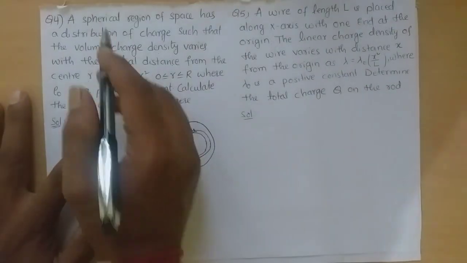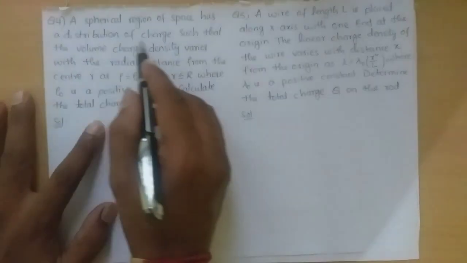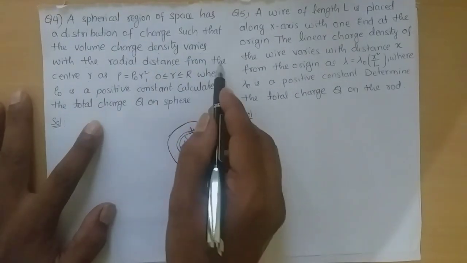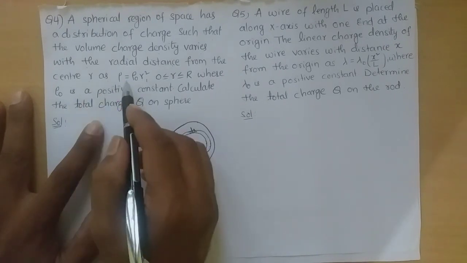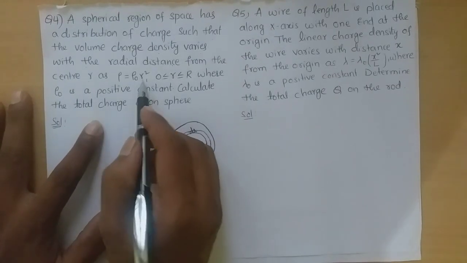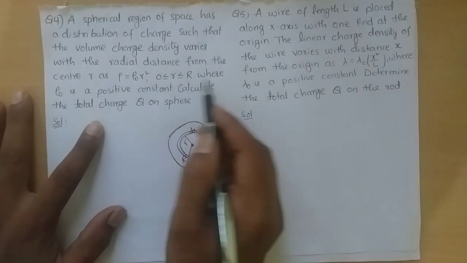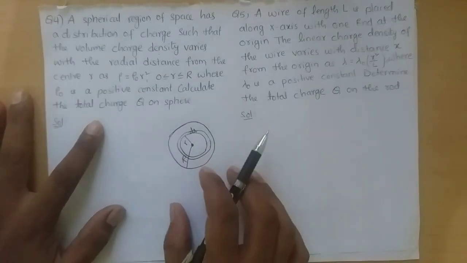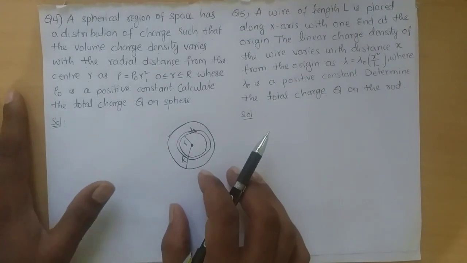Next question: a spherical region of space has a distribution of charge such that the volume charge density varies with the radial distance from the center r as rho equal to rho naught r square, for 0 less than or equal to r less than or equal to R, where rho naught is a positive constant. Calculate the total charge Q on the sphere. This is the question, to find the total charge on the sphere.